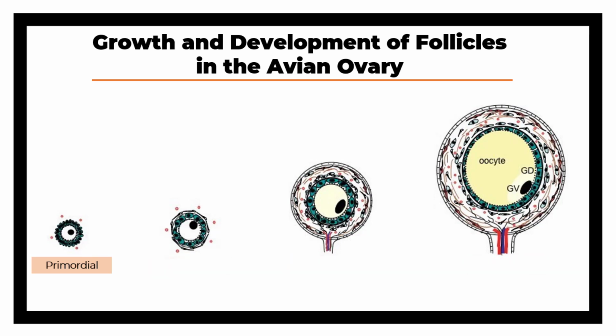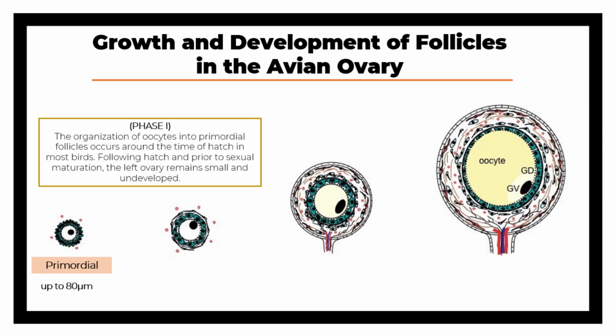The first one is the organization of primordial follicles and the early growth of the primary follicles. Primary oocytes, enclosed by the vitelline membrane, become organized into a primordial follicle which is up to 80 mm in diameter. The organization of oocytes into primordial follicles occurs around the time of hatch in most birds.